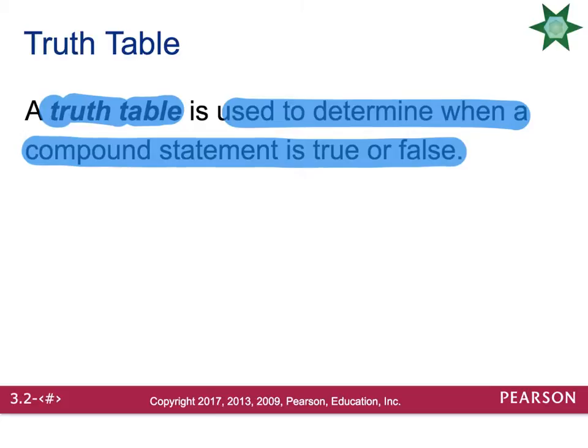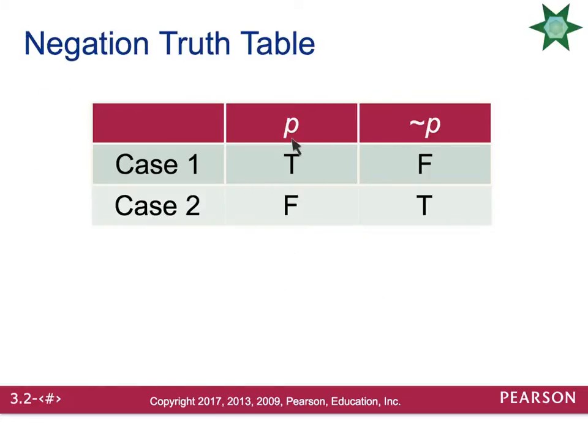Okay. So let's start with just one simple statement, P, whatever it might be. We have two cases for P. It could be true or it could be false. Think of each statement as either true or false. We don't know for sure, so we test both. And then the negation of P is just the opposite. So if P is true in case 1, the negation of P is false. And if P is false in case 2, then the negation of P is true. So the negation just changes it from true to false or from false to true.